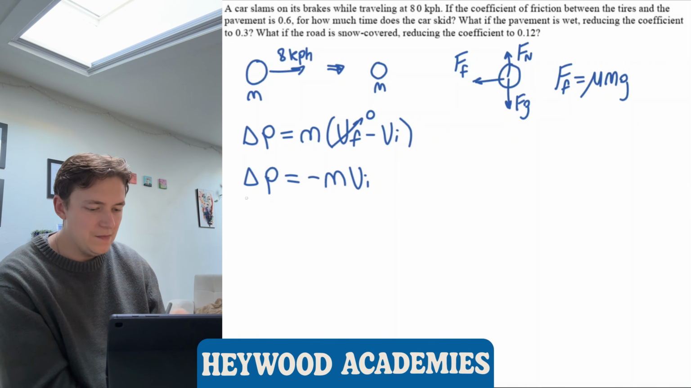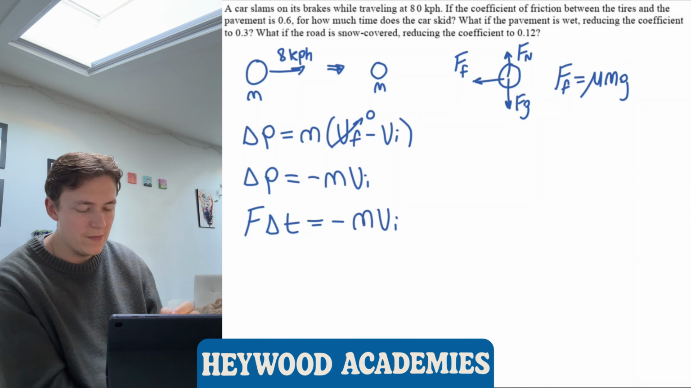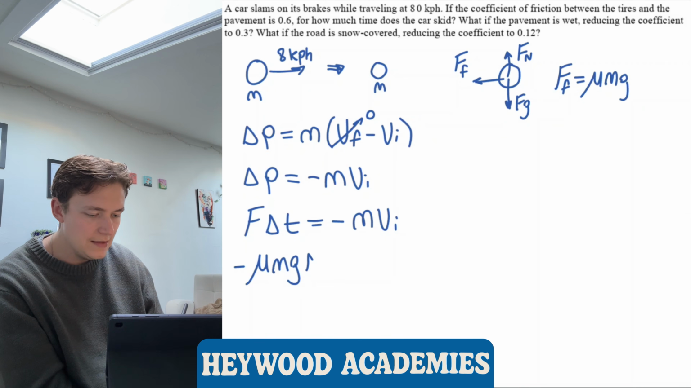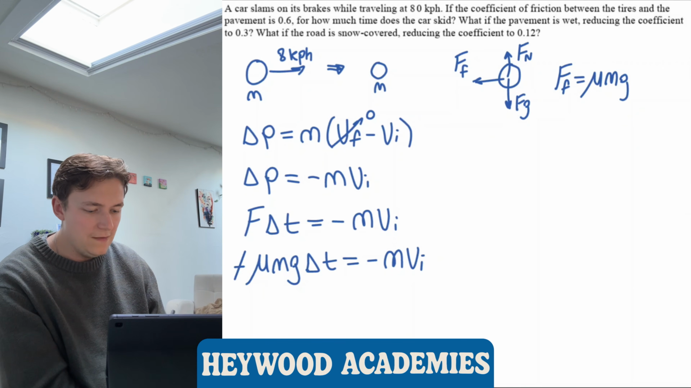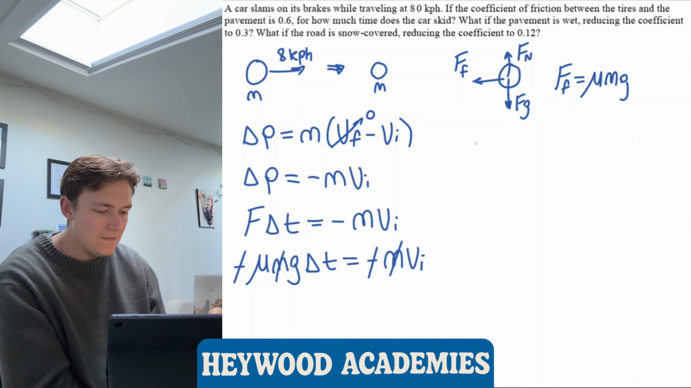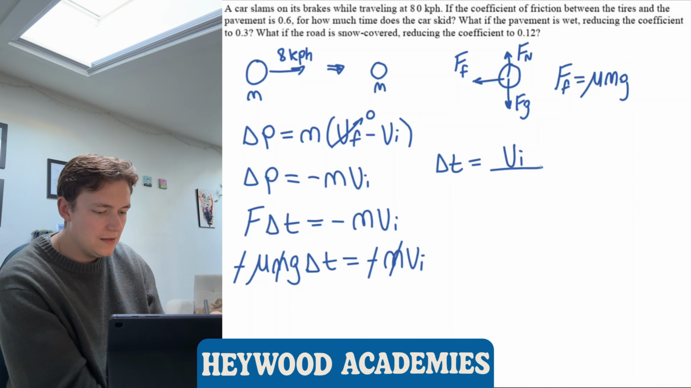Now that change in momentum, again, is going to be force times delta t. And then we'll remember to put our negative in there this time. That force is going to the left, so that should be negative mu mg delta t is equal to negative m v i. Now we're solving for the time in this case, so we can go and clean this up. Our negatives are going to cancel on both sides. Mass is going to cancel on both sides, and we can divide by mu and g, so we'll get that delta t is equal to the initial speed divided by mu g.